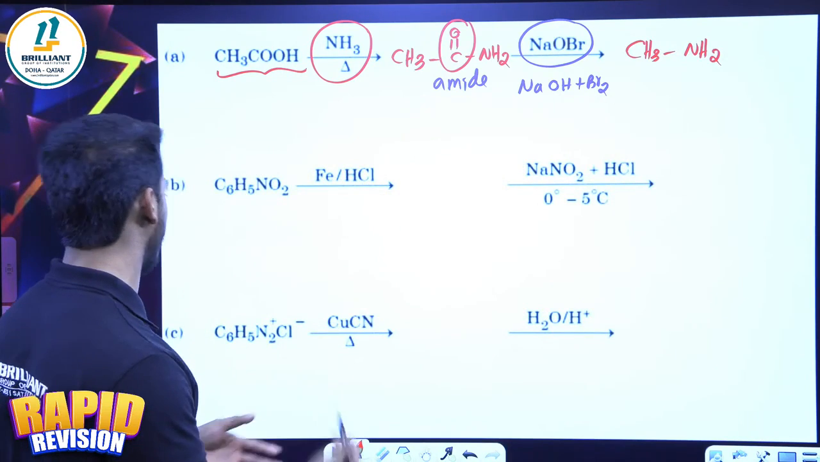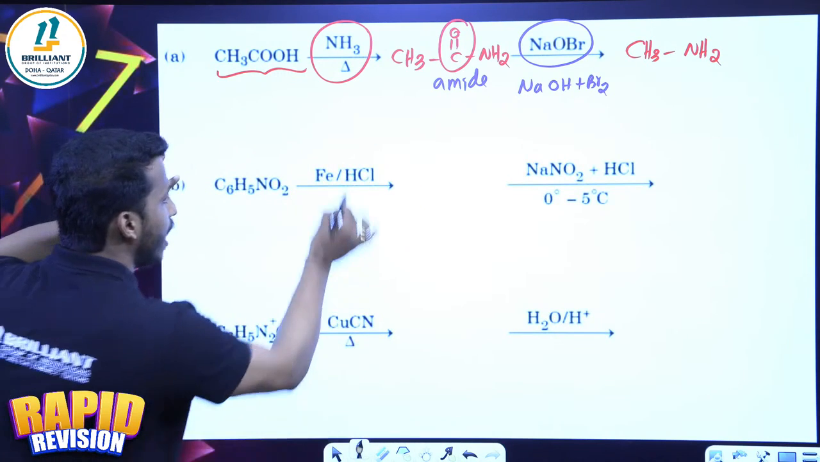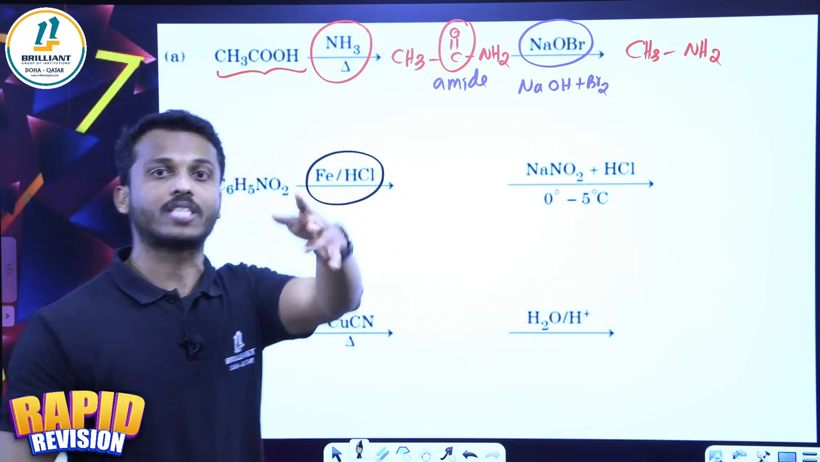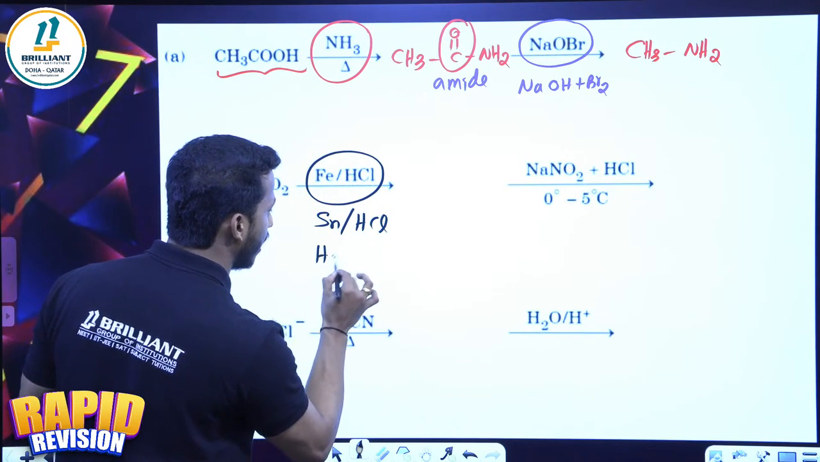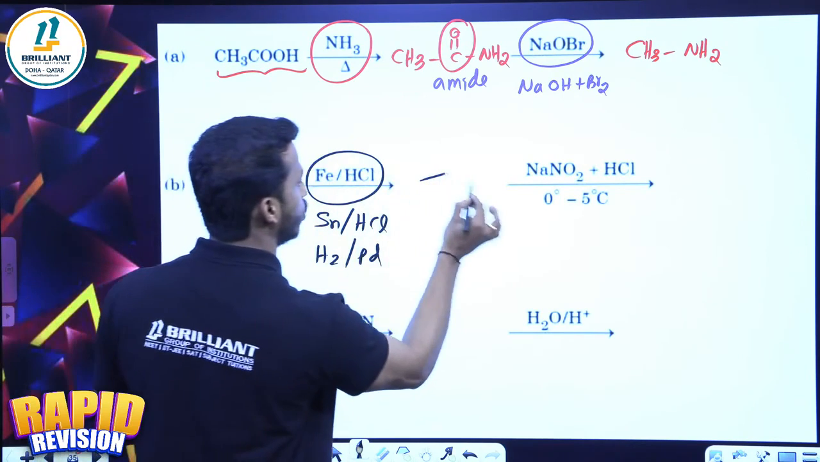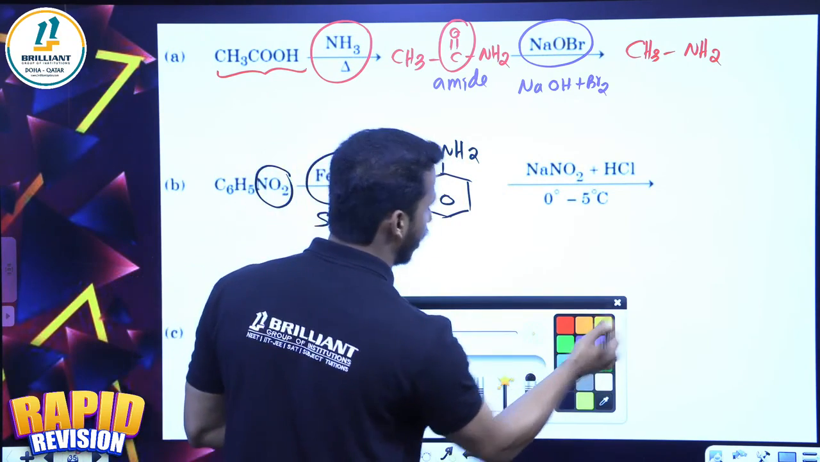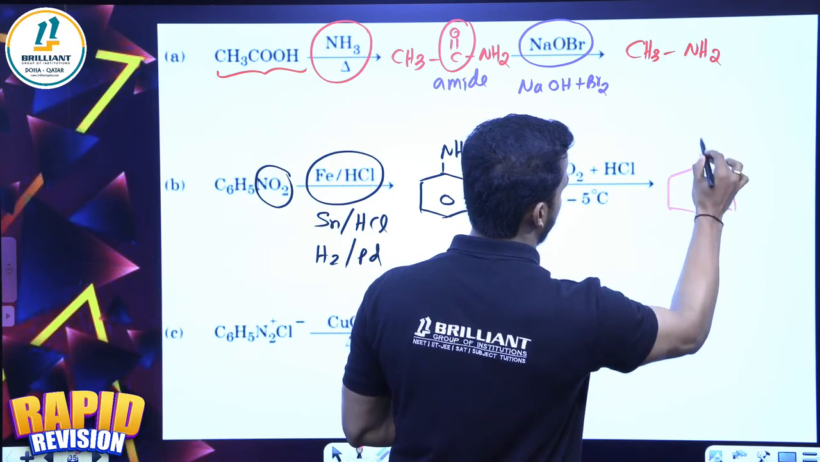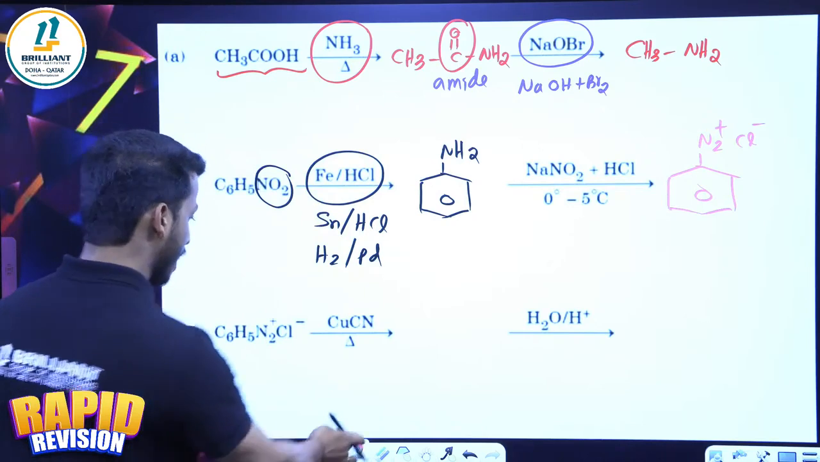Yes, Hofmann reaction. What about the second case? It is nitrobenzene with Fe and HCl. Let me tell you some more reagents for the same reaction: Fe with HCl, or tin with HCl, or hydrogen with palladium. All convert the nitro group into which one? The amine group. You will get aniline. Aniline on diazotization gives the diazonium salt, N2 plus Cl minus. Yes, this is the reaction.